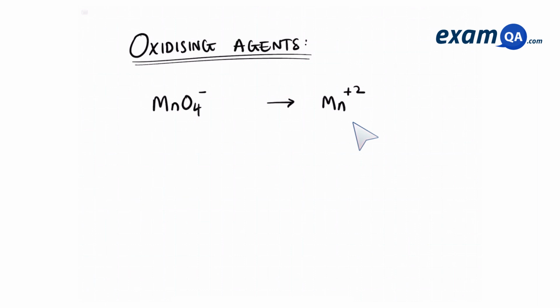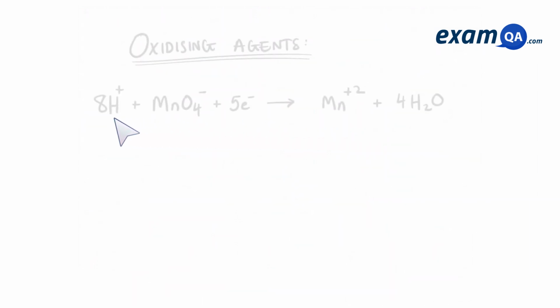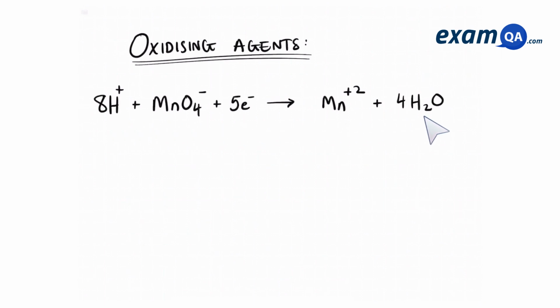Now this will be done in acidic conditions, which means to complete this half equation we can use hydrogen ions, water and electrons. This is what the completed half equation looks like. Okay, now one more thing about this. Manganate is purple and manganese Mn2+ is colourless.